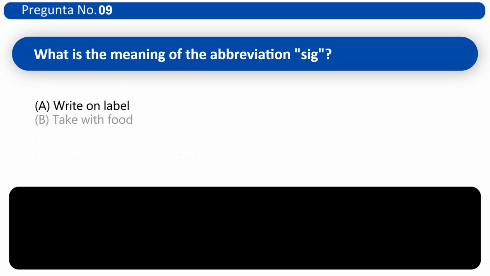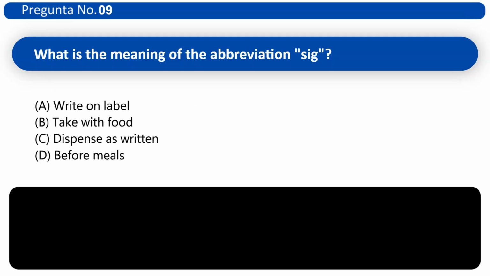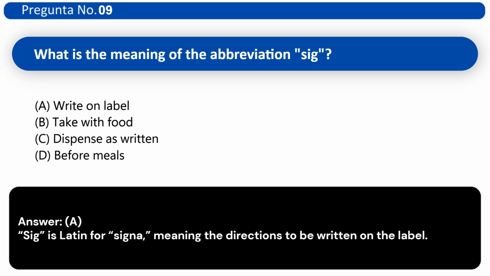What is the meaning of the abbreviation SIG? A. Write on label. B. Take with food. C. Dispense as written. D. Before meals. Answer, A. SIG is Latin for signa, meaning the directions to be written on the label.